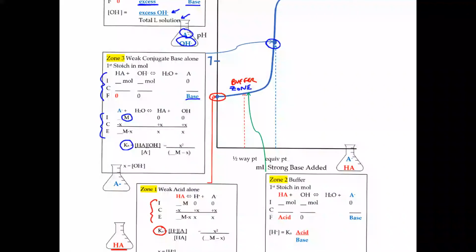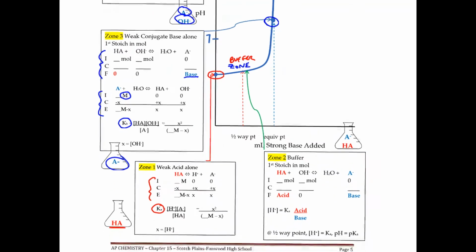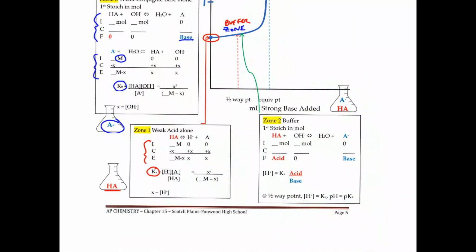Okay, so all these pictures were to help you out. You'll notice that in zone 3, we just had the A minus there at the equivalence point, and then in zone 1, we only had the weak acid, and in zone 2, we had both the weak acid and its conjugate base, which was a buffer.